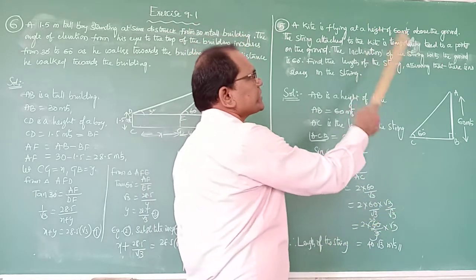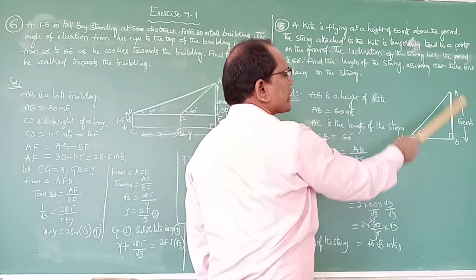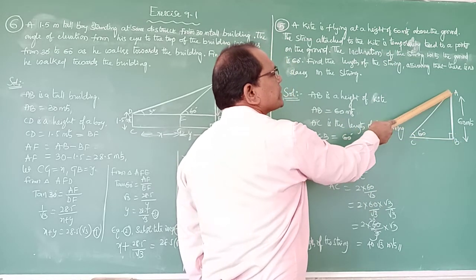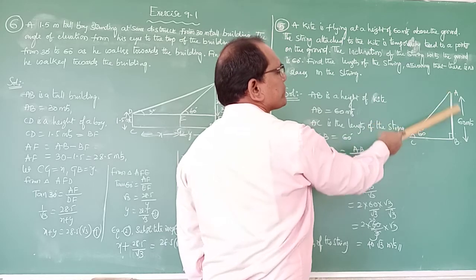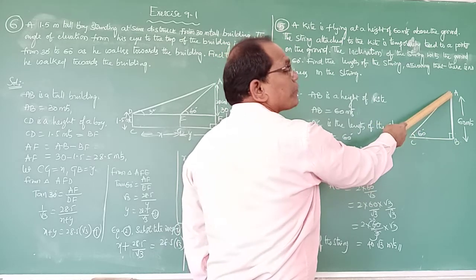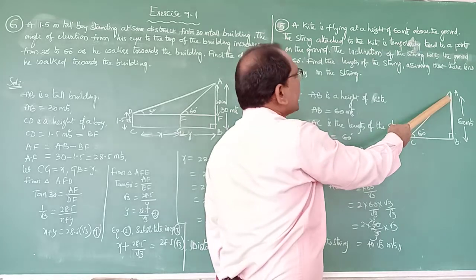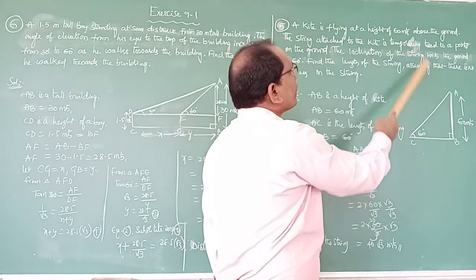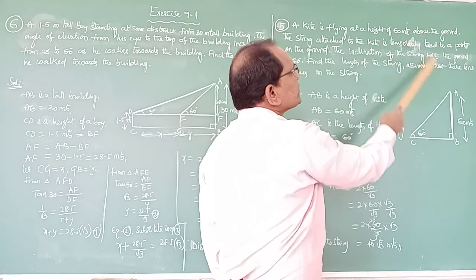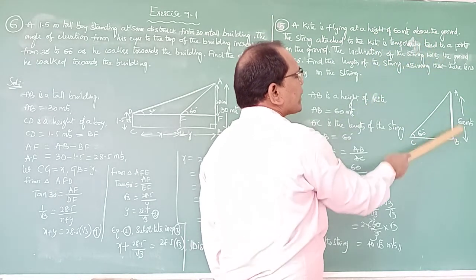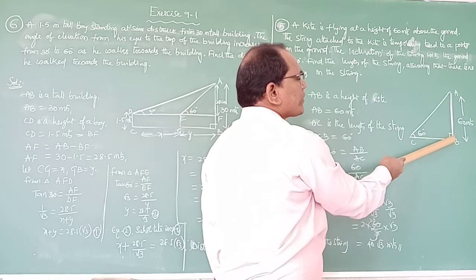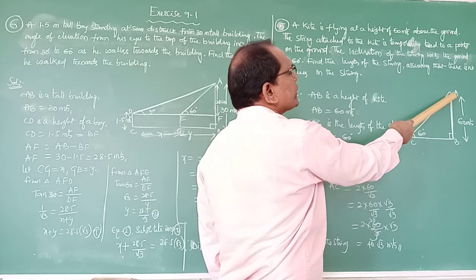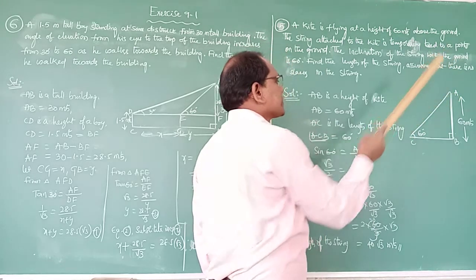So a kite is flying at a height of 60 meters above the ground. BC is the ground level, children. This is the height of the kite. A is the position of the kite and AB is the height of the kite. It is given as 60 meters above the ground. This is the ground level, and from the ground level it is flying at 60 meters height. Therefore, A is the position of the kite.